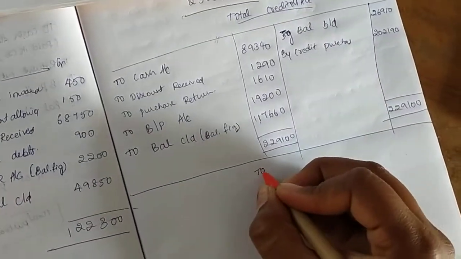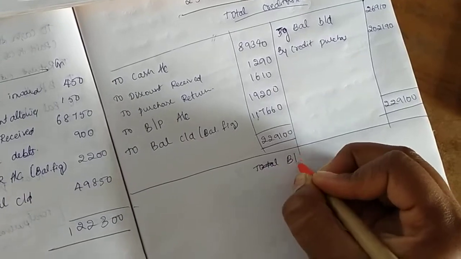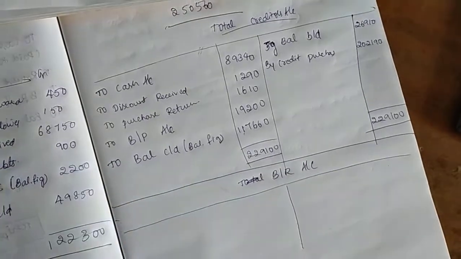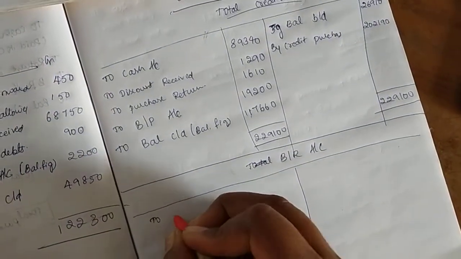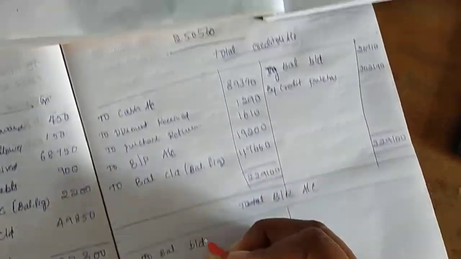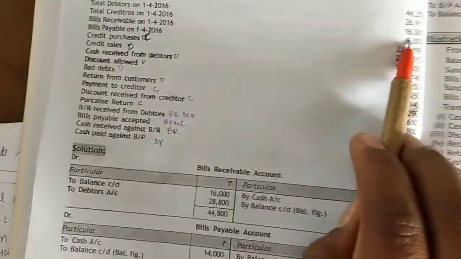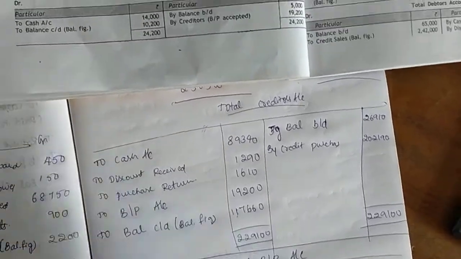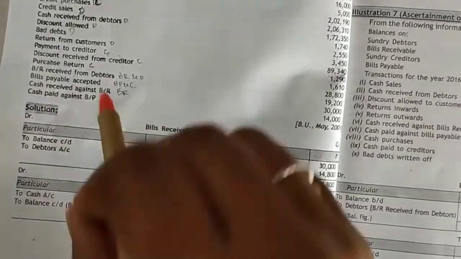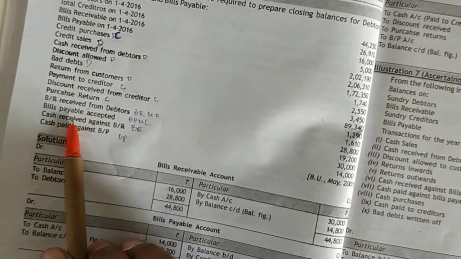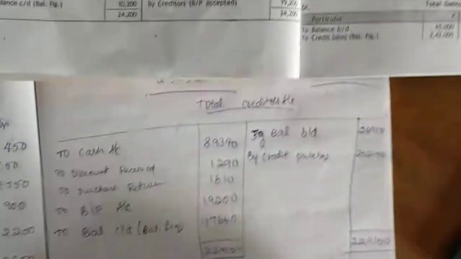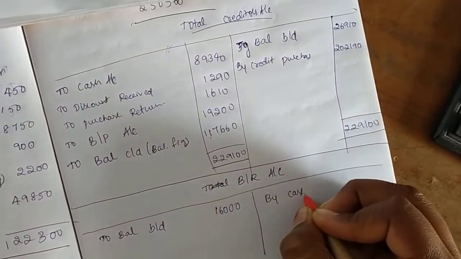Next is bills receivable account. So here they given to balance brought down. Balance brought down, balance is given 16,000. Opening balance. Next, here bills receivable account. Here it is there, cash. Here bills receivable received from debtors. Received from debtors, that we have to write by cash account.